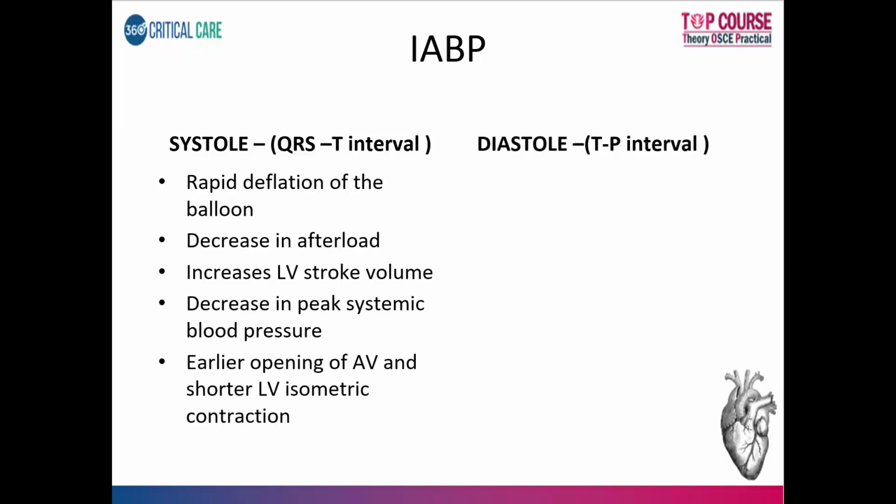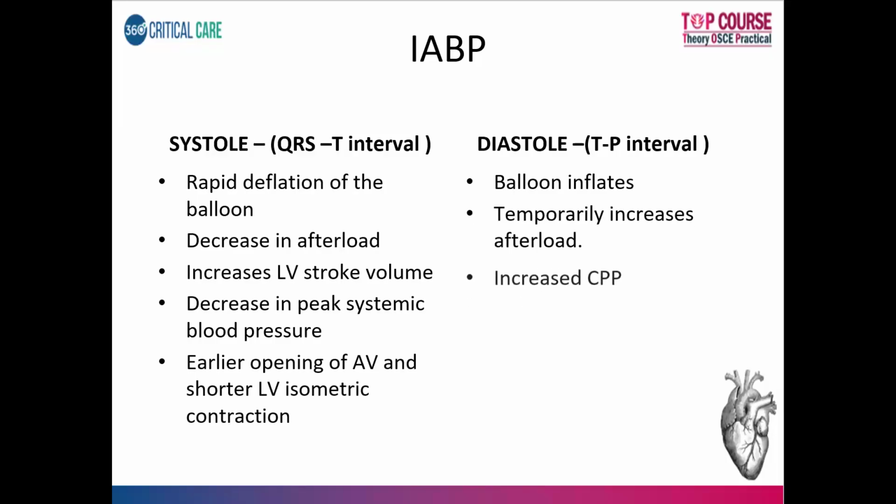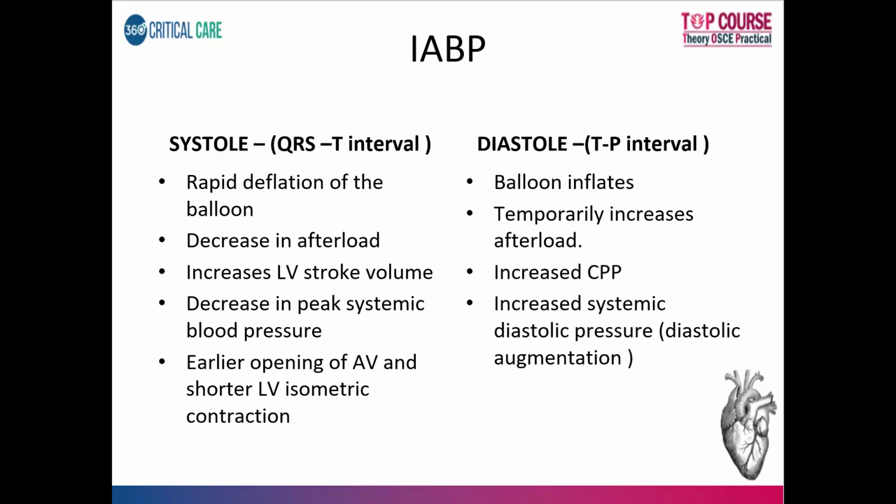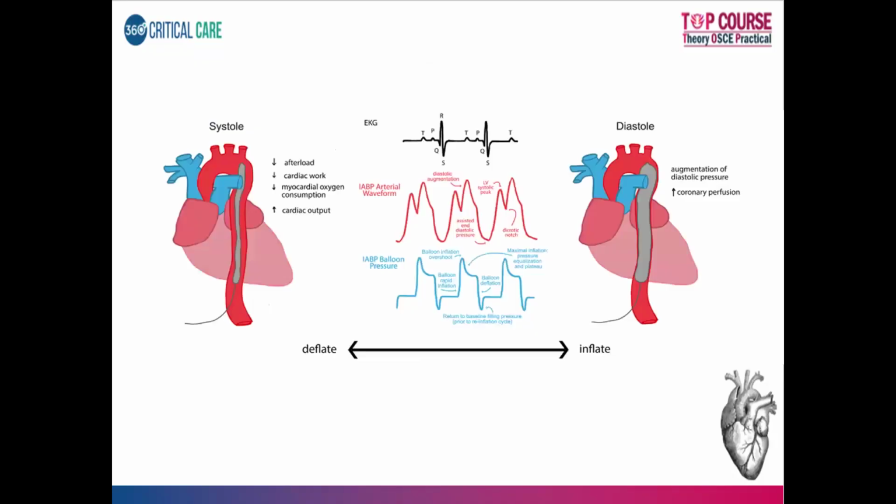Coming to diastole, that is the TP interval on an ECG, the balloon inflates, causing a temporary increase of afterload that causes an increase in the coronary perfusion pressure, leading to increased systemic diastolic pressure, or this is called diastolic augmentation. Okay, this is what is usually seen in an IABP.